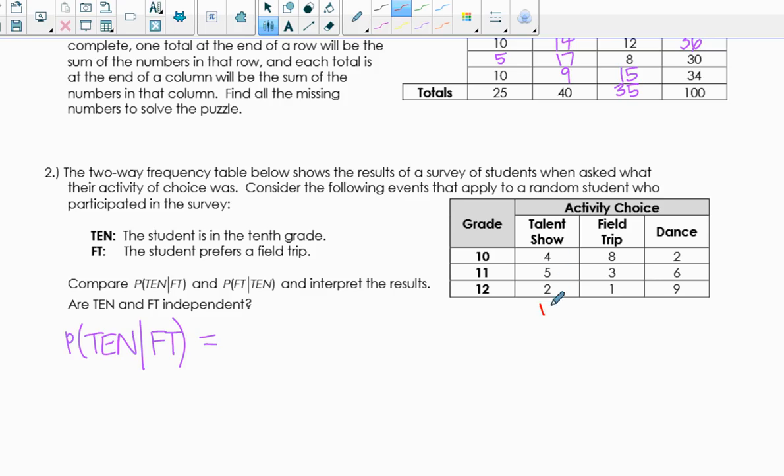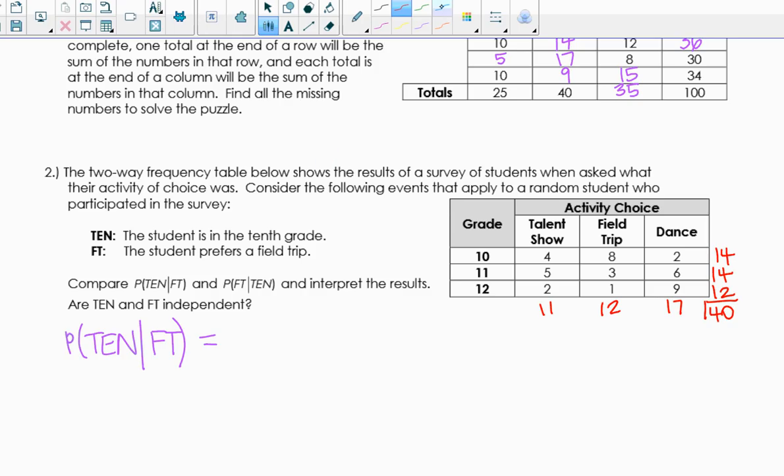4, 5, and 2 is 11. 8, 3, and 1 is 12. 2, 6, and 9 is 17. 4, 8, and 2 is 14. 5, 3, and 6 is also 14. And then 12. And the total, you guys, I noticed this on your quiz too. This is just one total. So 11 plus 12 plus 17 should be the exact same thing as 14 plus 14 plus 12. They both add up to 40. So it's not 80, it's just the one total, okay?